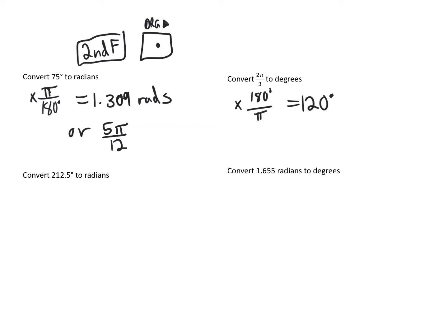And here's another example, 212.5 degrees. If we convert this, we get 3.709 rad. And then this example here, 1.655 rad is about 94.82 degrees. Here's a couple more examples.